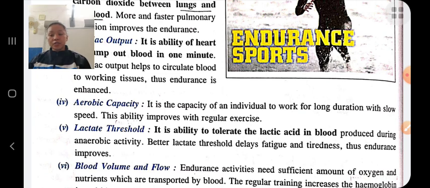Lactate threshold. Lactate threshold means the ability to tolerate lactic acid. If we are able to tolerate lactic acid, then we will not feel fatigue. Because if we do any physical workout or physical activity, lactic acid is produced, due to which we feel fatigue. But if we have the ability to tolerate lactic acid, then we can do the activity for a long period of time. It helps to delay fatigue and tiredness. Thus, our endurance will be improved.